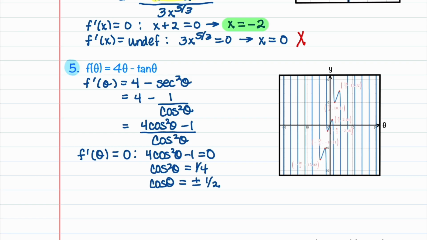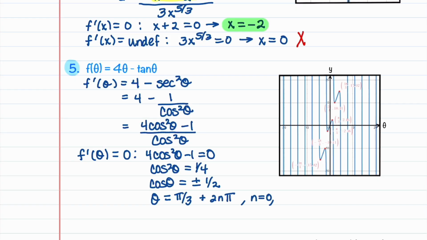Now we have to find where cosine theta is going to be plus or minus 1/2. Since it's a plus or minus, this value is going to happen in all 4 quadrants. So we're going to have theta is equal to pi over 3, because cosine pi over 3 is 1/2. And now to account for all the other values that are not between 0 and 2 pi, we have to say plus 2n pi, where n is equal to 0, plus or minus 1, etc.